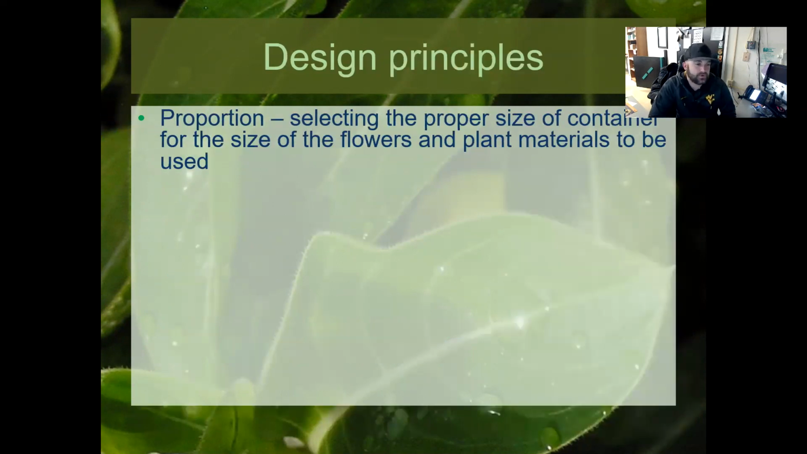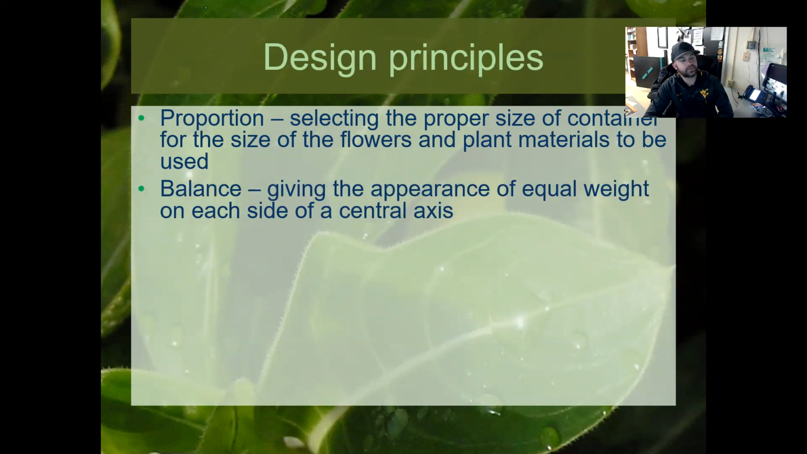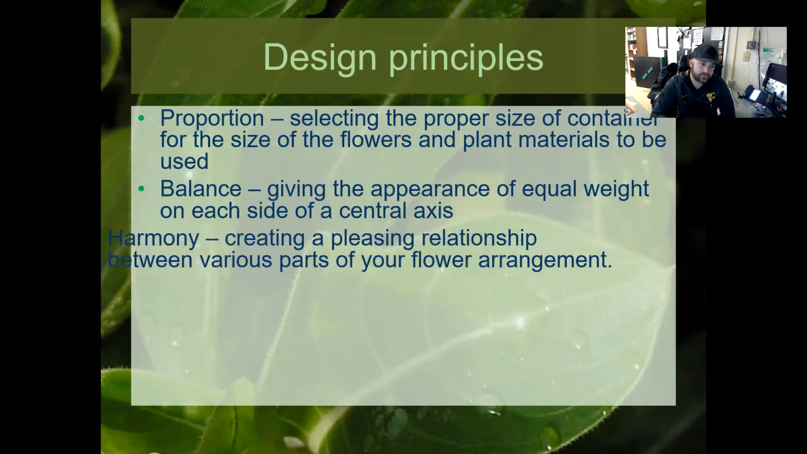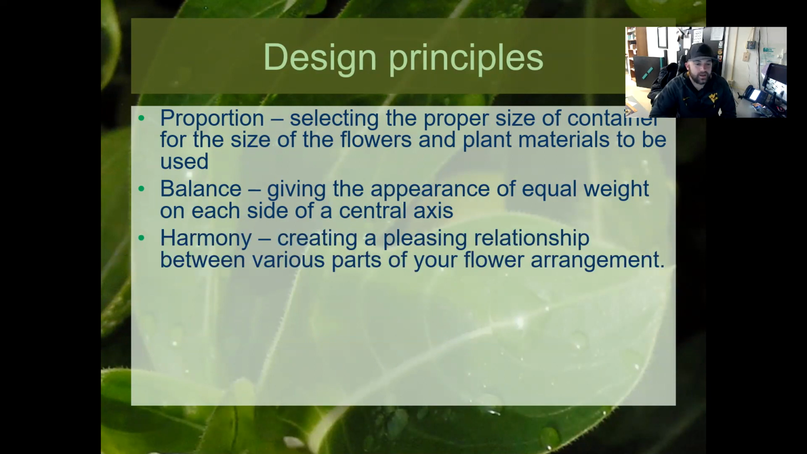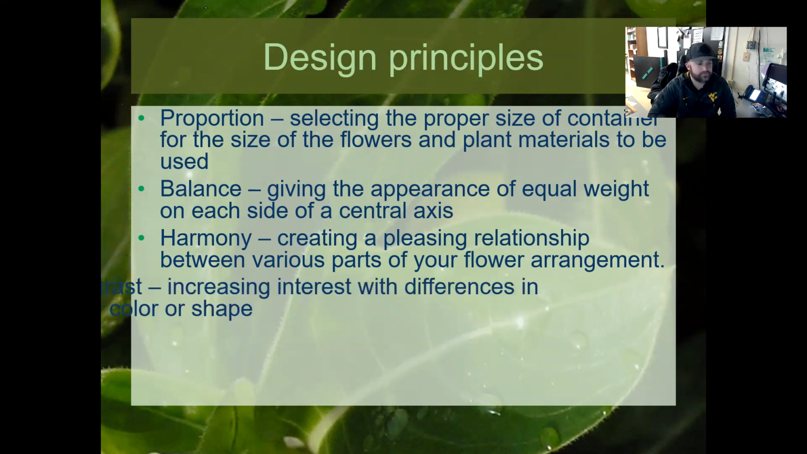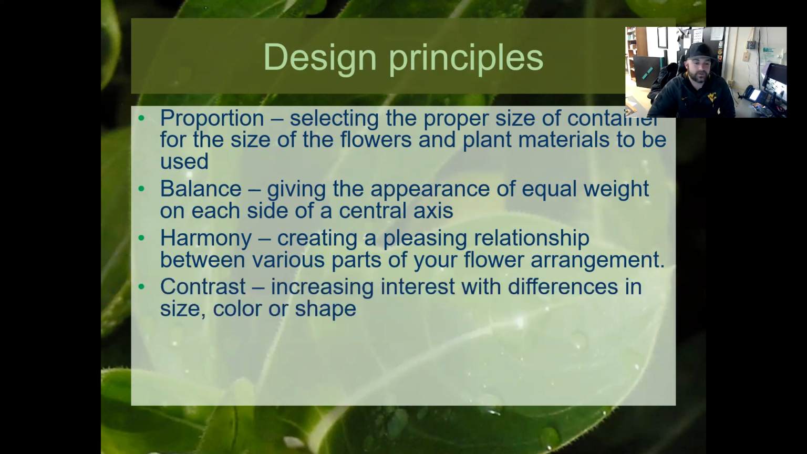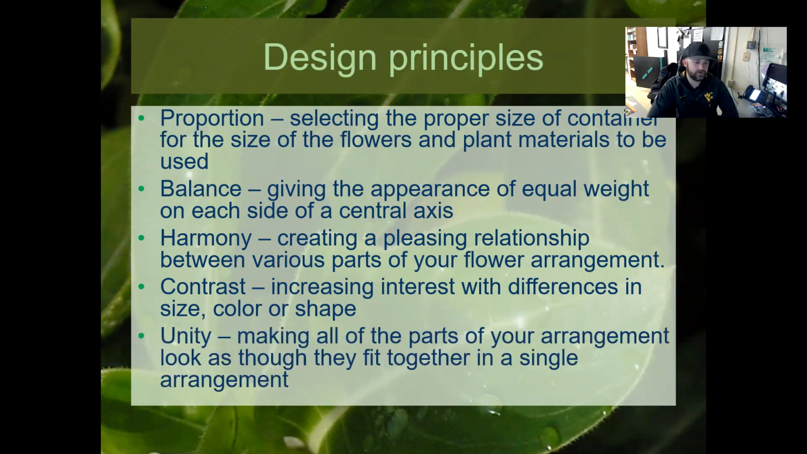So design principles. Proportion: selecting the proper size of a container for the size of the flowers and plant materials to be used. Balance: giving the appearance of equal weight on each side of a central axis. Harmony: creating a pleasing relationship between various parts of your flower arrangement. Contrast: increasing interest with differences in size, color, and shape. And unity: making all the parts of your arrangement look as though they fit together in a single arrangement.